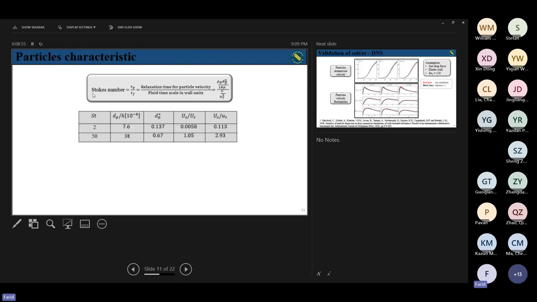And we're going to hear a lot about the Stokes number of the particles, which is basically the relaxation time for particle velocity divided by the fluid time scale in wall units. Mostly we are focusing on two sets of particles with a Stokes number of 2 and 50. The diameter of the particle in wall units for a Stokes number of 2 is equal to 0.1, and for 50 it would be almost 0.7, just to give you a sense of how big the size of our particle is.